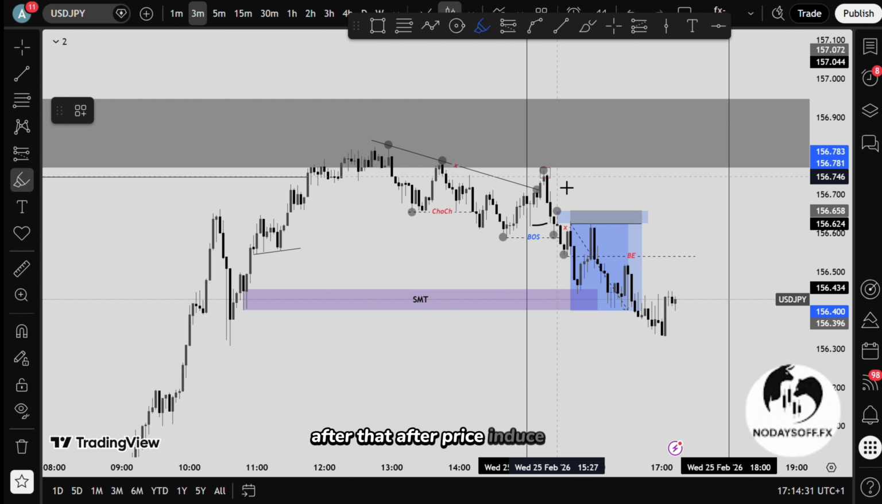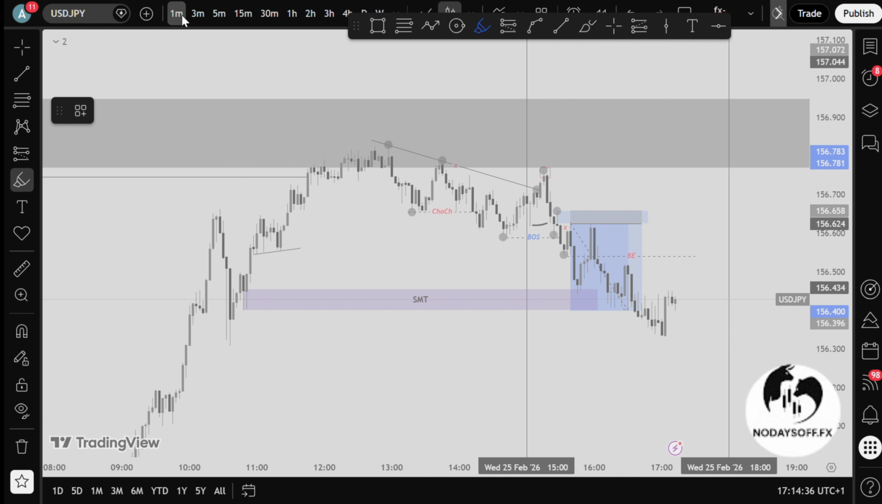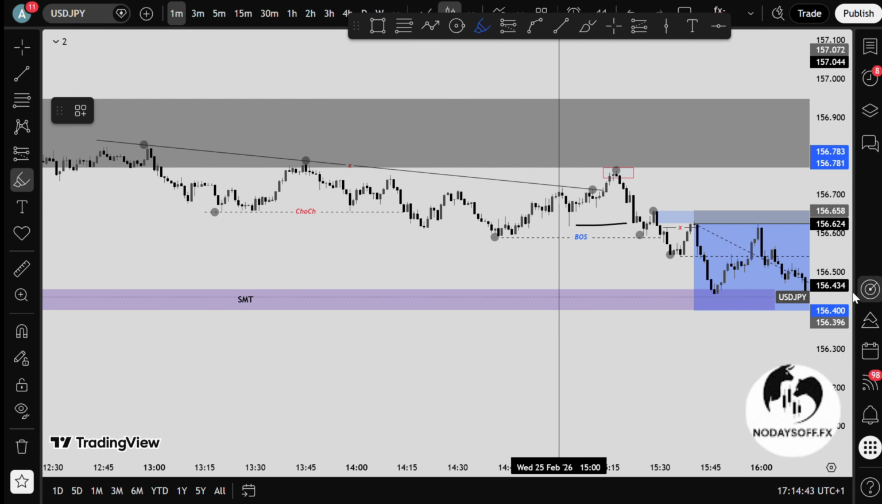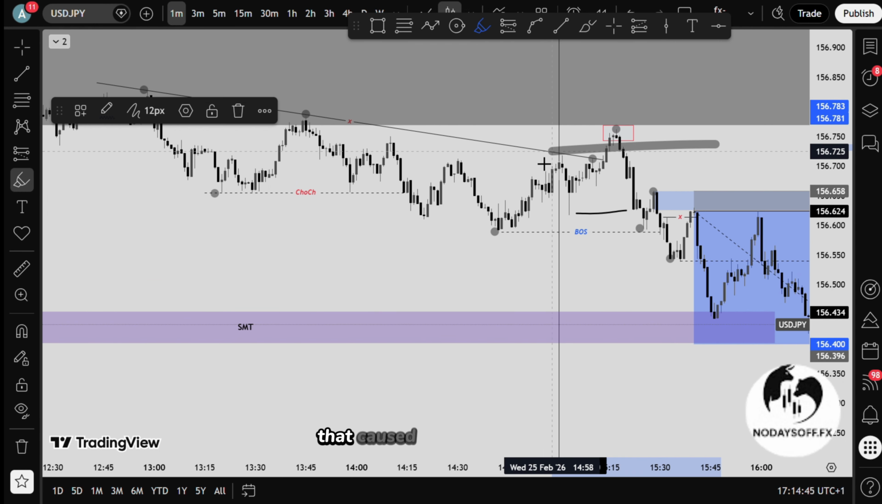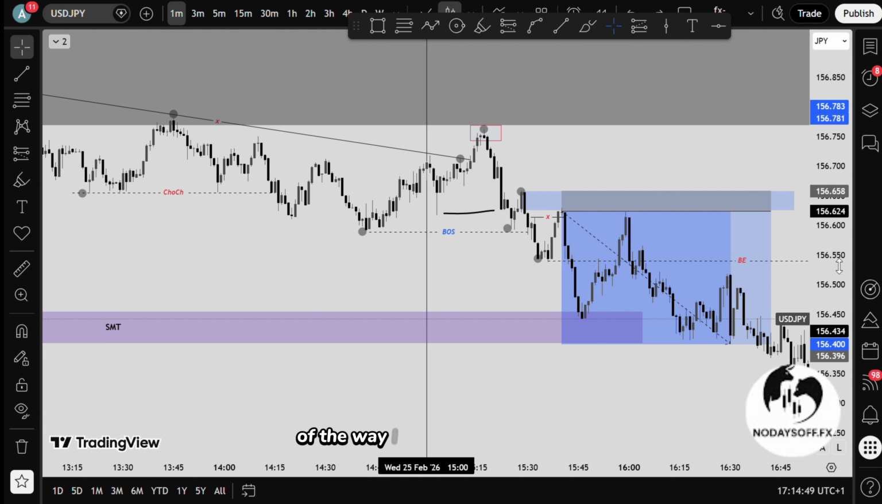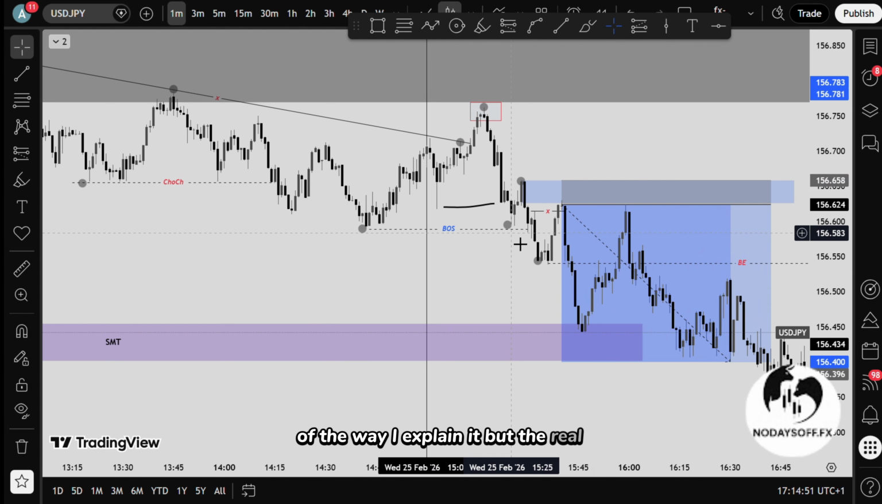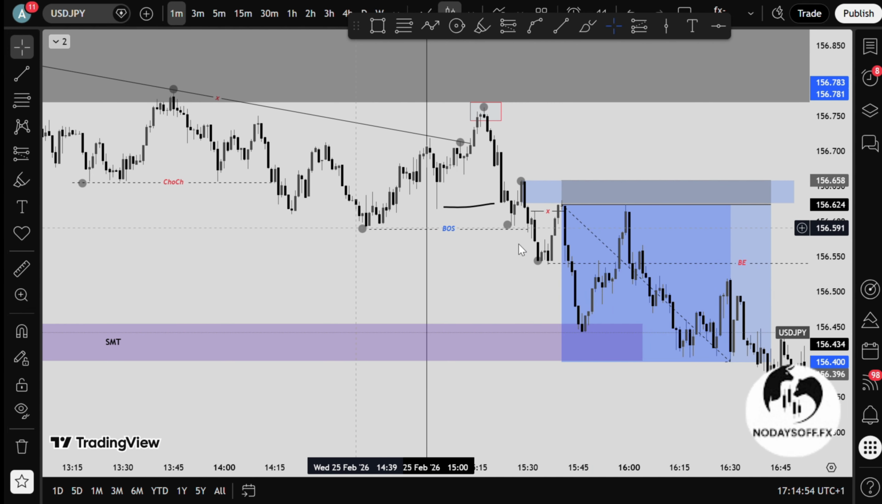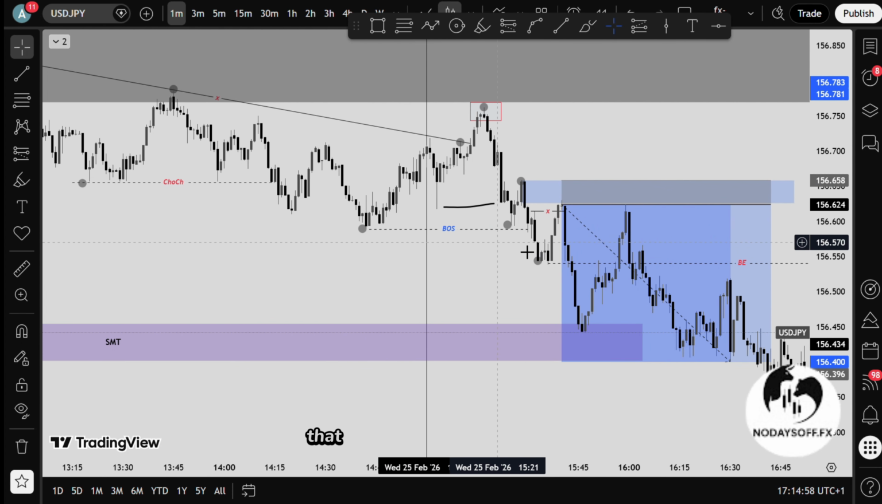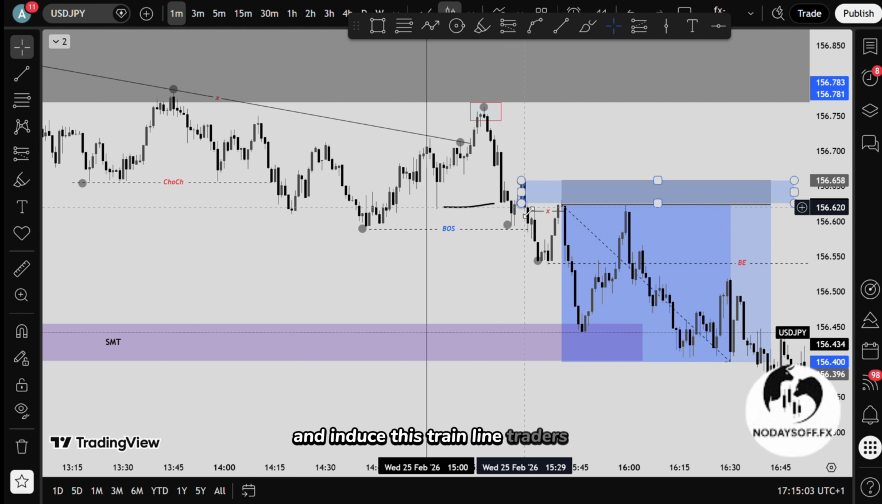After price induced some trendline traders, it then did a low that led to a high that caused a break of structure. This is the low that led to this high that causes the break of structure. It might not be really smooth because of the way I explain it, but the real decisional zone is this: this is the low, this is the high that led to this low that causes the break of structure and induces these trendline traders.